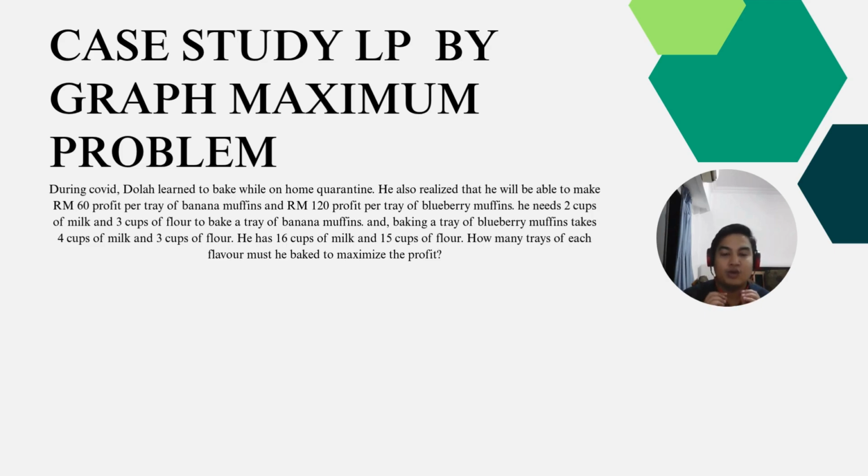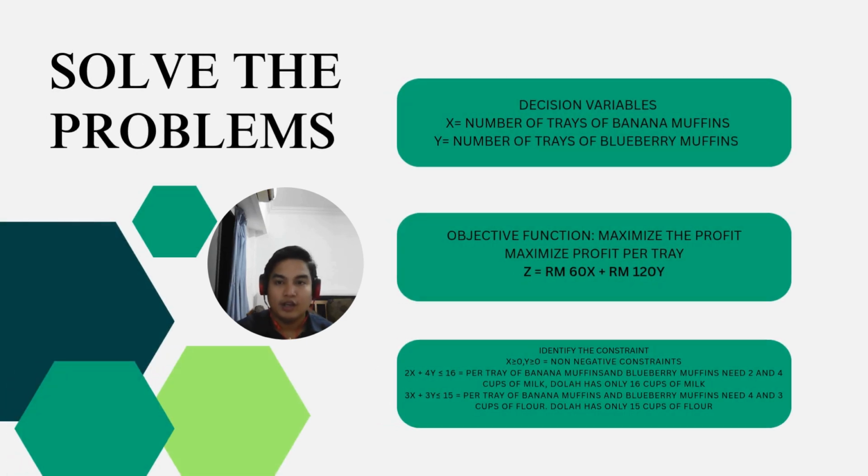Okay, the key question of this case study is how many trays of each muffin should Dollah bake to maximize his profit without exceeding his resources. Okay, the next part is to solve the maximum linear programming problem. Starting, let's define our decision variables: we let x be the number of trays of banana muffins, while y is the number of trays of blueberry muffins.